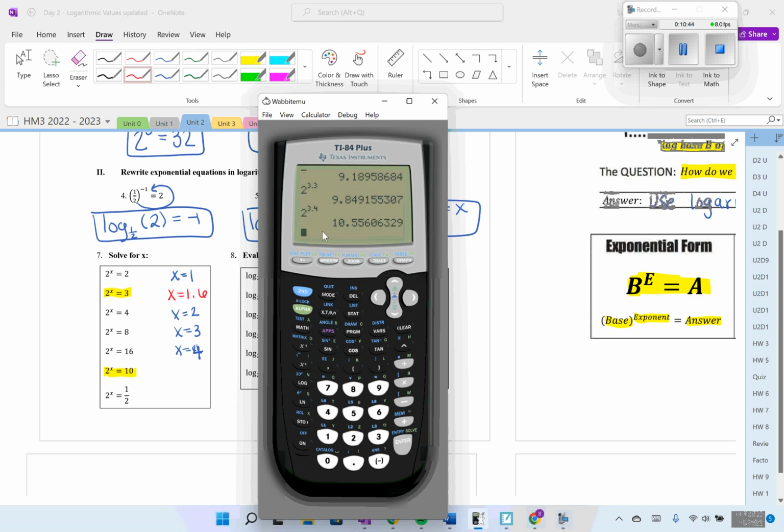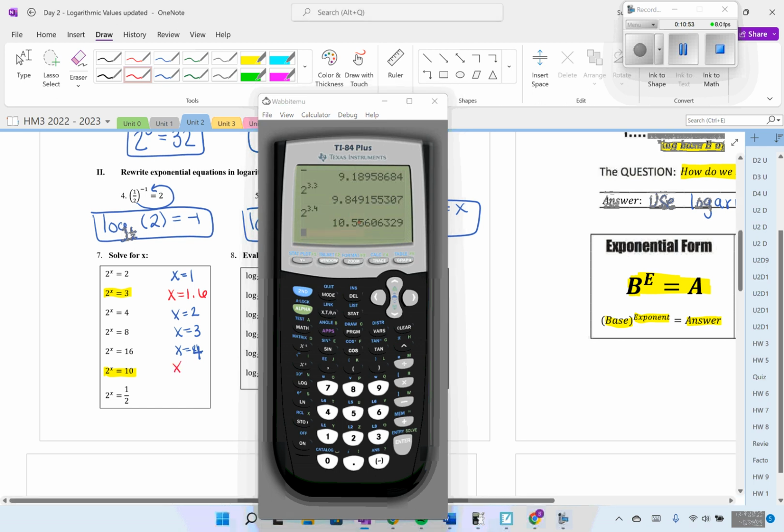So it looks like 2 to the 3.3 or 3.4 you could use as your answer. So I'm just going to say about 3.3. So x is about equal to 3.3. So for the next one, same thing.